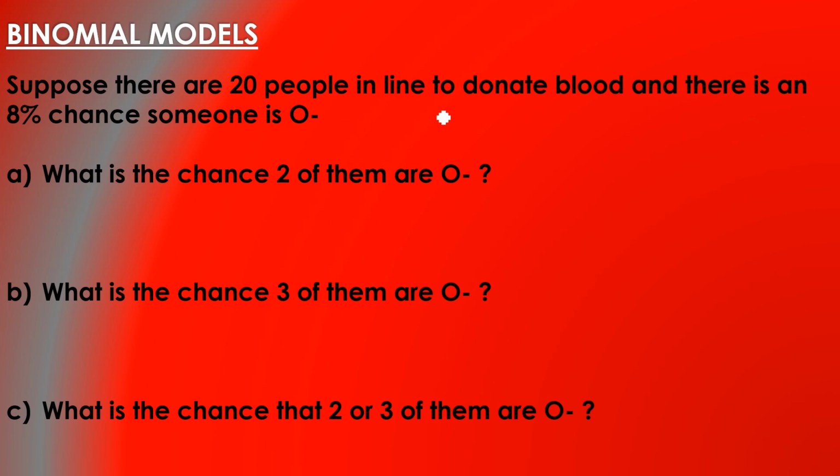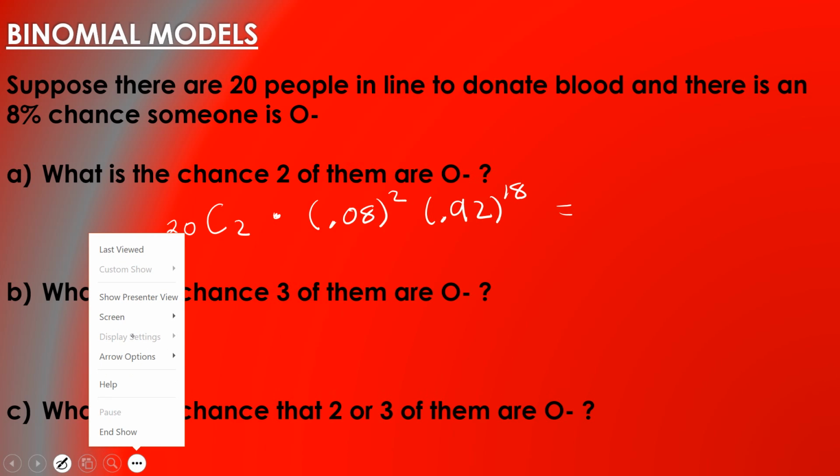So suppose there are 20 people in line to donate blood, and there is an 8% chance someone is O negative. So what is the chance that 2 of them are O negative? Well, that is going to be 20 choose 2, times 0.08. That's our chance of success. 2 of them, so 2, and then 0.92 chance of failure to the 18th. Okay, so we'll put all of that in.